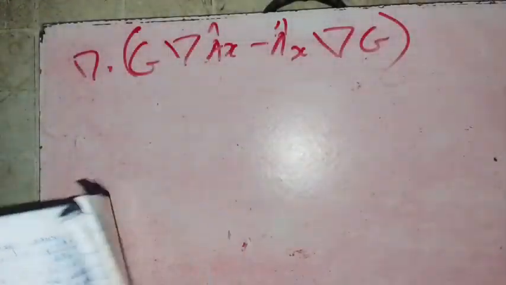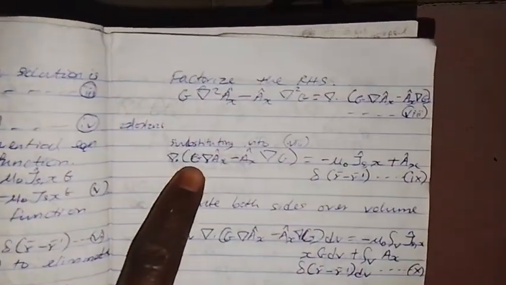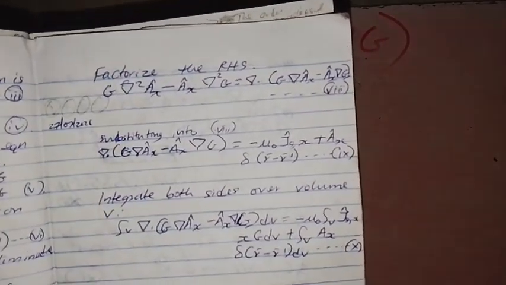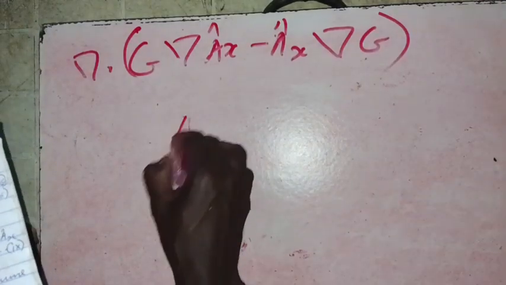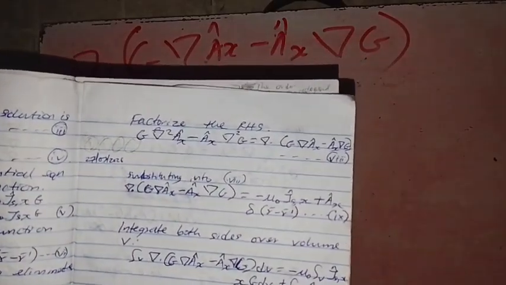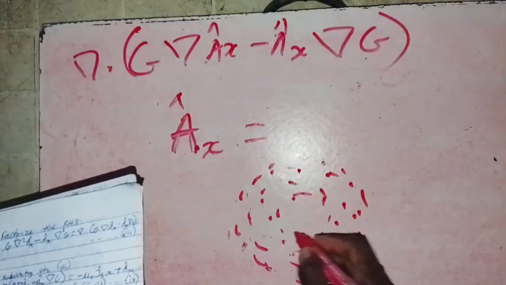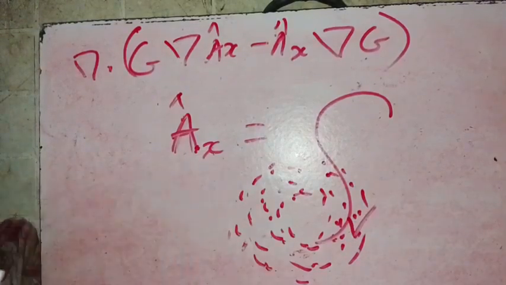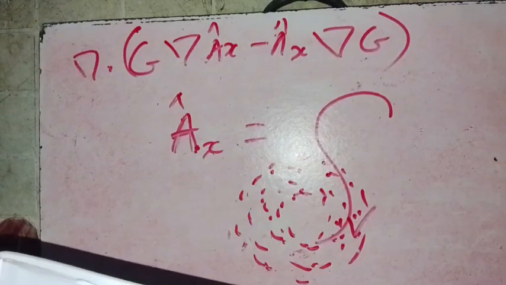Why are we doing that? Now, the idea here is this. Since we now have this equal to this, remember that we are trying to get what Ax is. So we'll try to see what the effect will be at different points. You have to use integration, because it's kind of a sum. So you integrate over the volume.